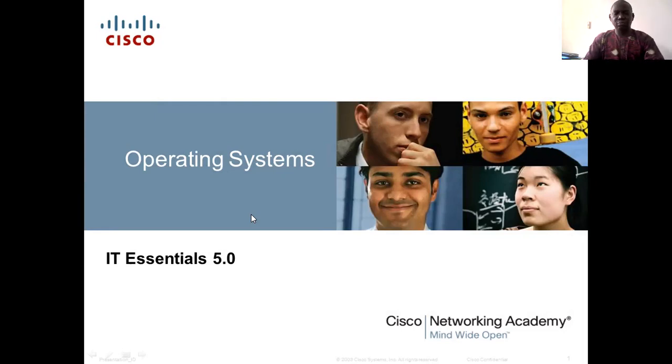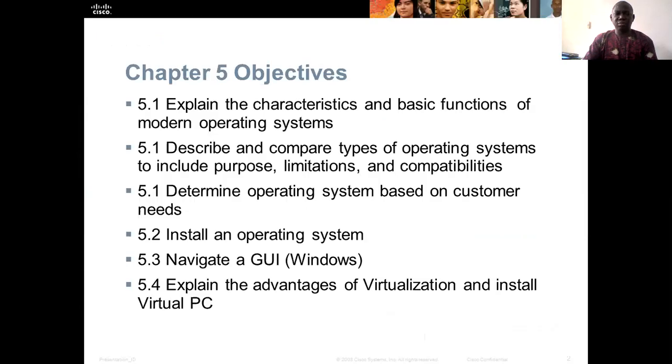This is just to encourage us in the details of the operating system. Okay, these are the objectives of this presentation and lab session. I want to explain the characteristics and basic functions of modern operating systems. I'd like to describe and compare types of operating systems, which will include their purpose, their limitations, and their compatibilities. We're going to determine an operating system based on customer needs.